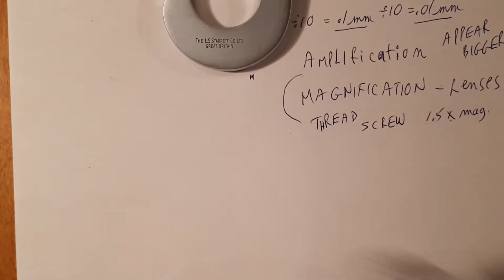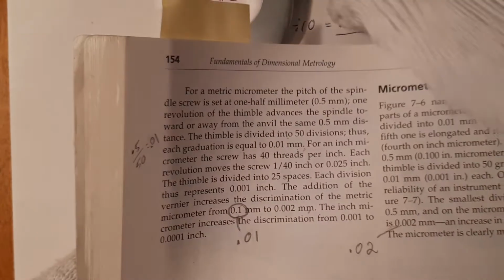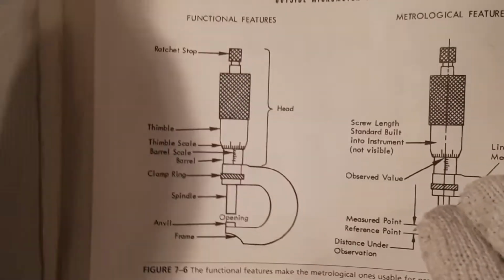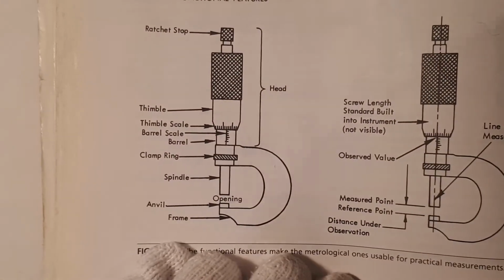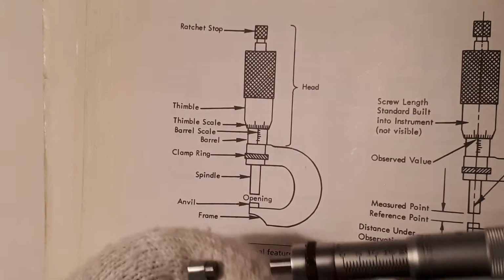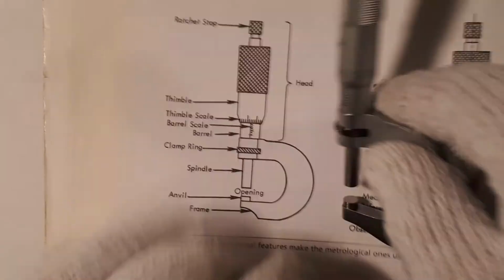Oh, let's do one more step. Here we go. Here's a very good metrology book. Inside this book right here has the various names of the various parts of a micrometer. Let me just close this up a little bit more so you can see it better.